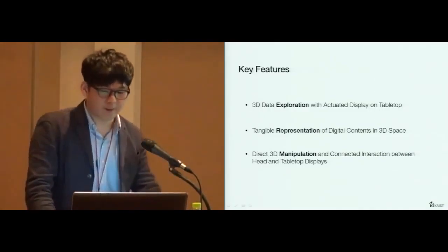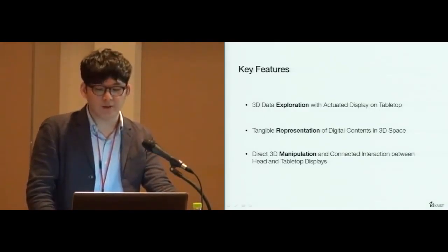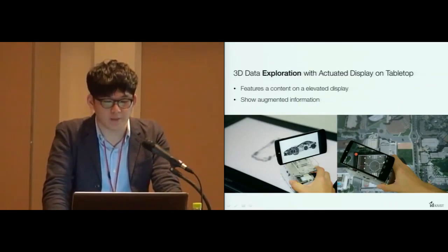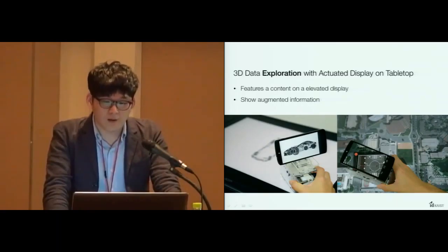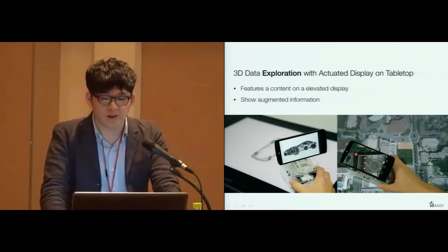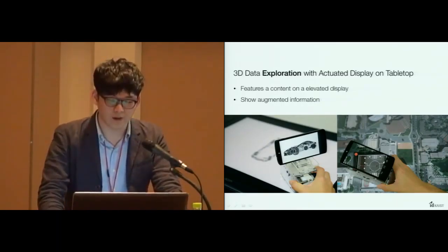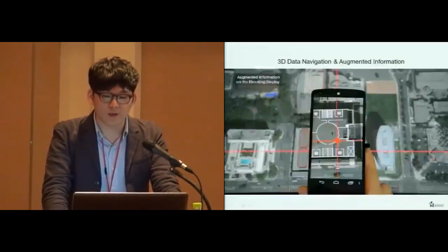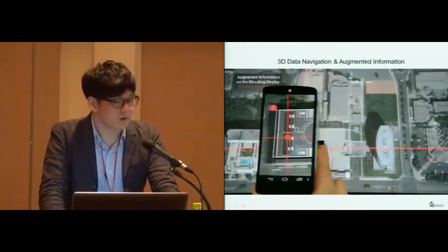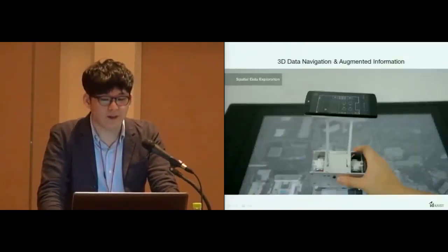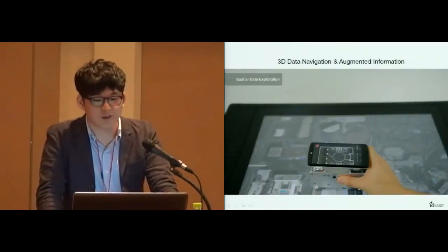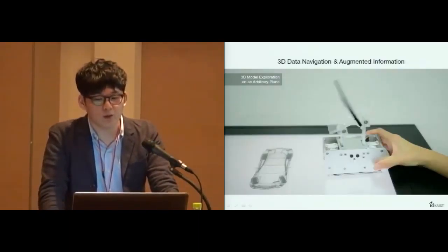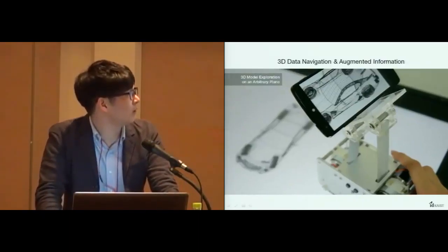Applications for G-raff were developed, and its usage can be classified into three key features: exploration, representation, and manipulation. 3D data exploration features contents on the elevating display according to G-raff's position and orientation. The head display shows augmented information, such as the blueprint of a building. Users can use G-raff to navigate through building height or search through an arbitrary plane to observe a virtual 3D model.